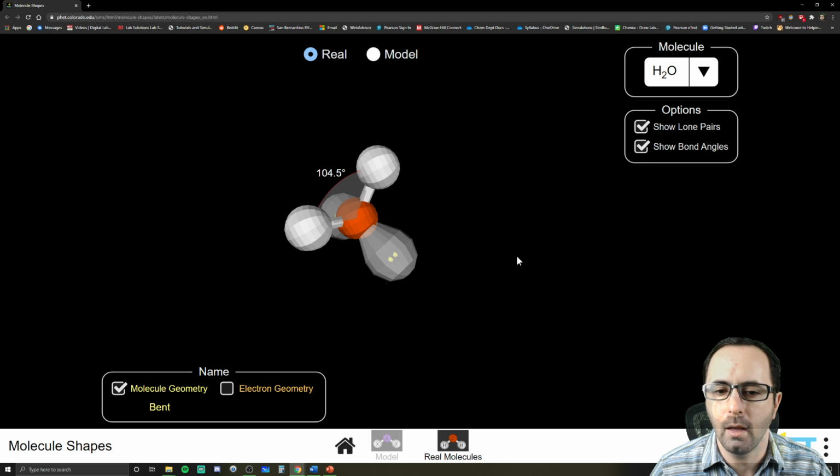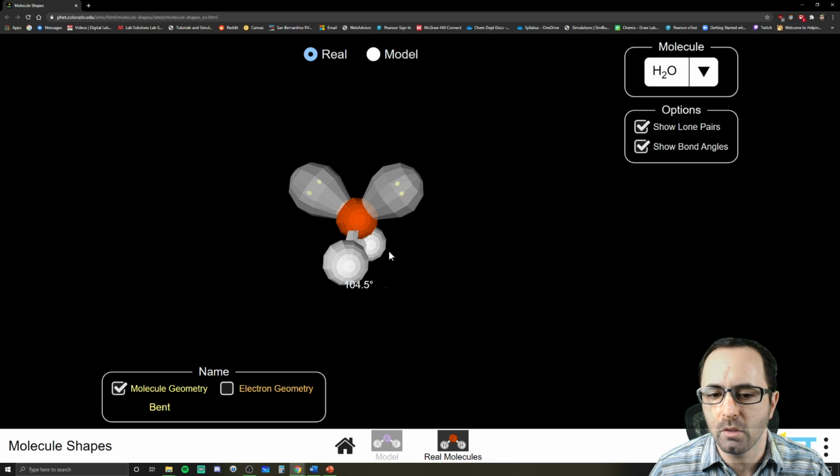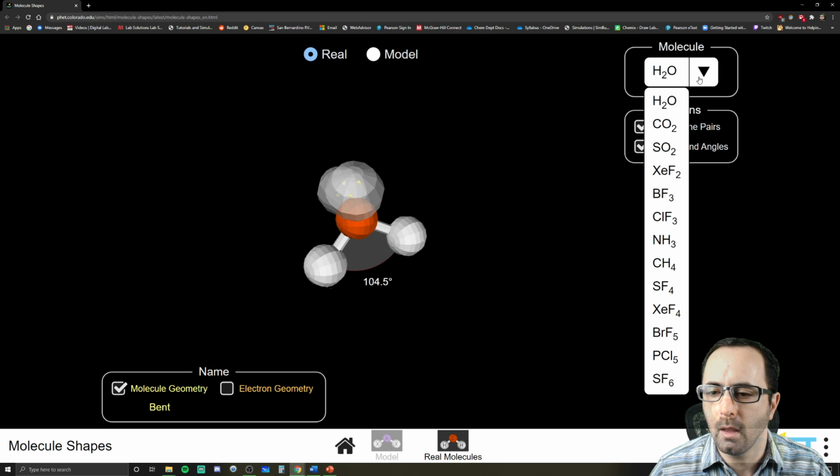And you can show the bond angle. So you can see that in the real molecule, the bond angle is actually 104.5, slightly less than 109.5. So in the model, every bond is 109.5. But in real life, because the lone pairs take up a little extra space, that bond angle gets squished down a little bit to 104.5.